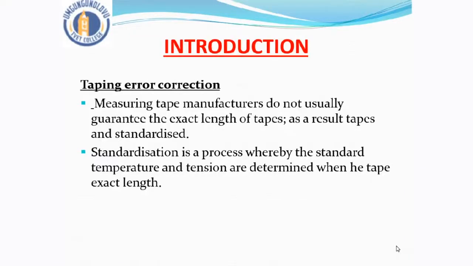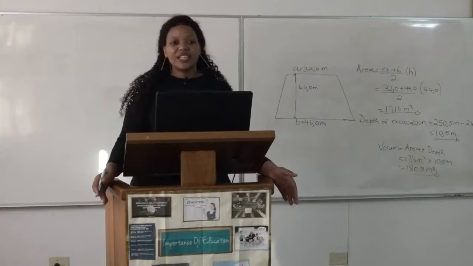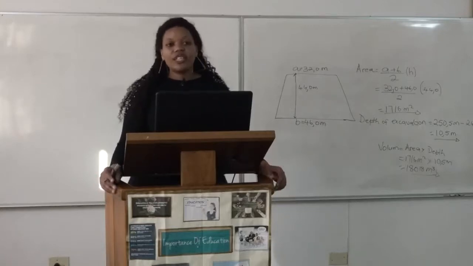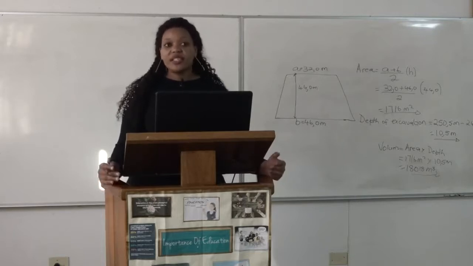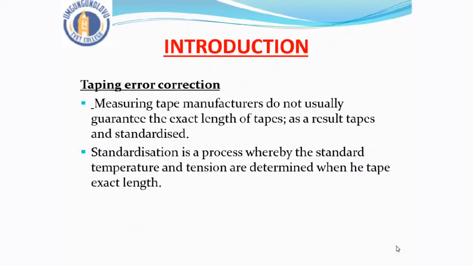Okay, so here we'll be looking at the taping error correction. Measuring tape manufacturers do not usually guarantee the exact length of the tape. As a result, the tapes are standardized. What do I mean if I say the tapes are standardized? It's when the standard temperature as well as the tension are determined.